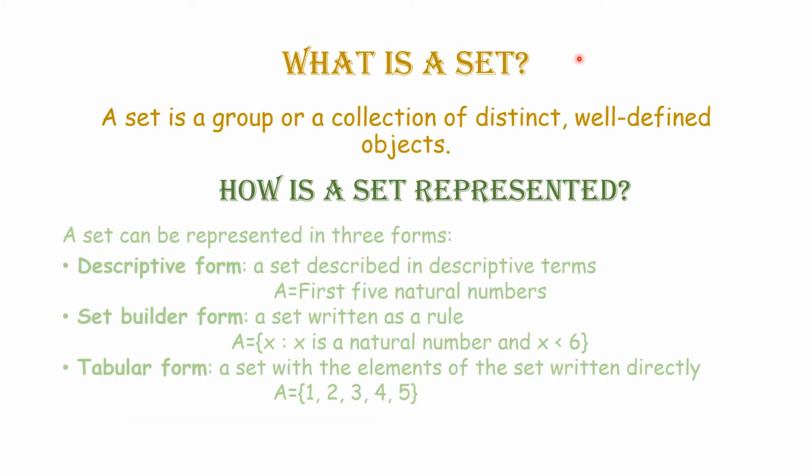Okay, so what is a set? A set is a group or a collection of distinct, well-defined objects. So a set is a group or collection of objects, and those objects should be distinct and well-defined. Distinct means they should be different, and well-defined means that they should be defined very well.